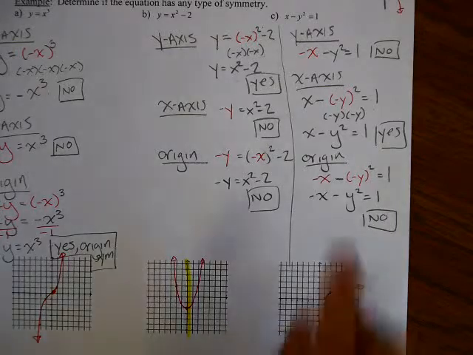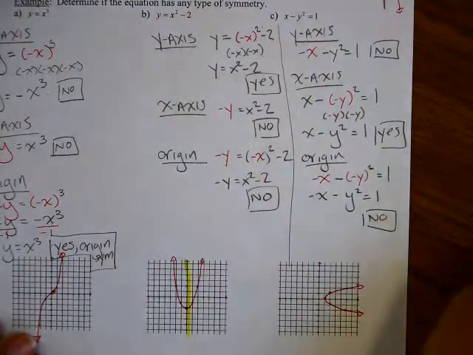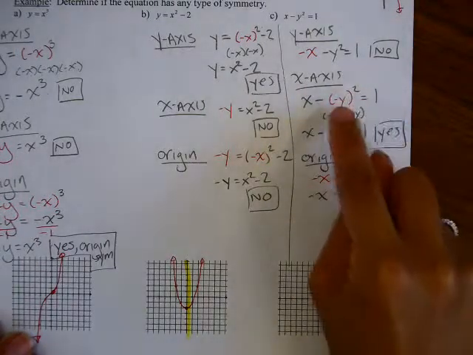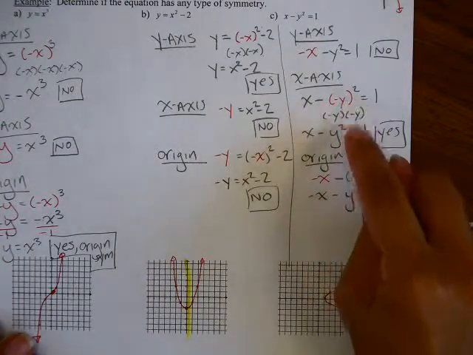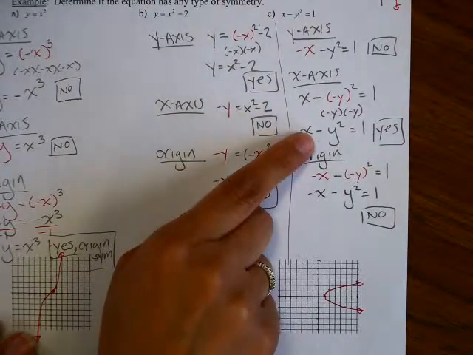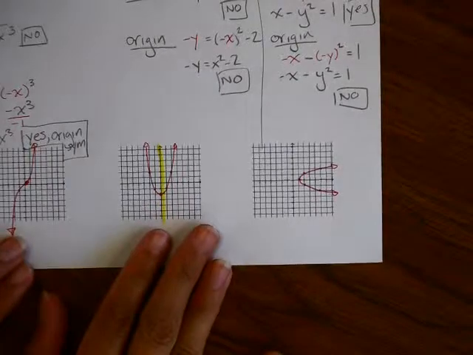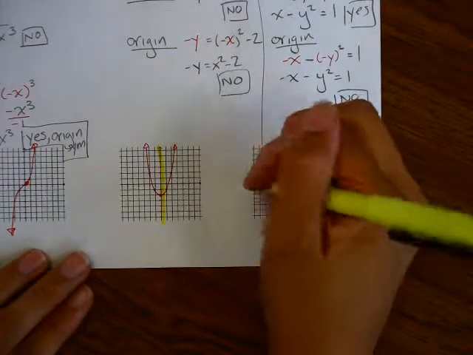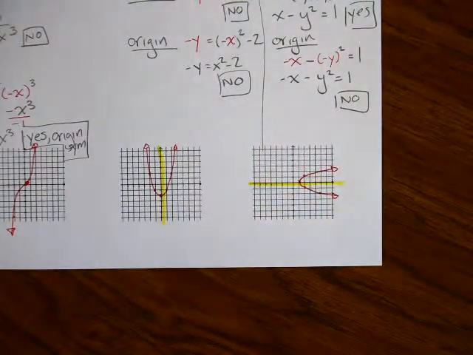For C, make sure you follow order of operations when you simplify under the x-axis symmetry. You have to apply the exponent before you multiply. So negative times a negative turns this into a positive y squared, and then that minus is still there. So this graph has x-axis symmetry. It's a sideways parabola. The x-axis splits it down the middle, so this graph has x-axis symmetry.